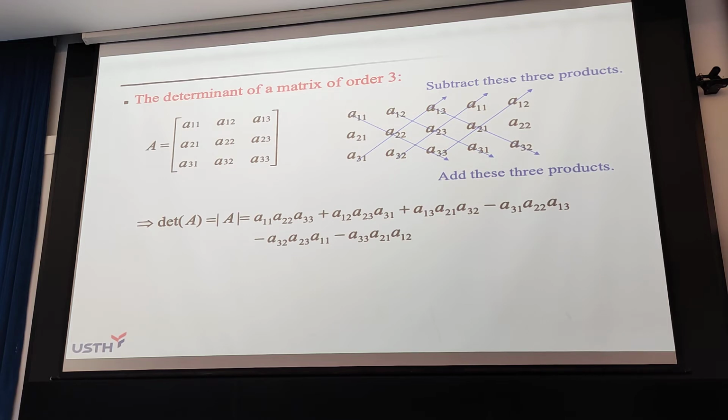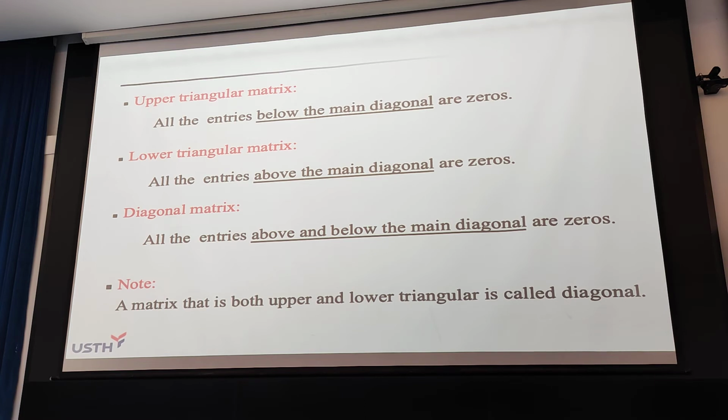So let's go. We continue. Up to the previous slide, we know how we can compute the determinant of a square matrix, and it costs you a lot of calculation. And here in the next few slides, we will see another way to find the determinant.